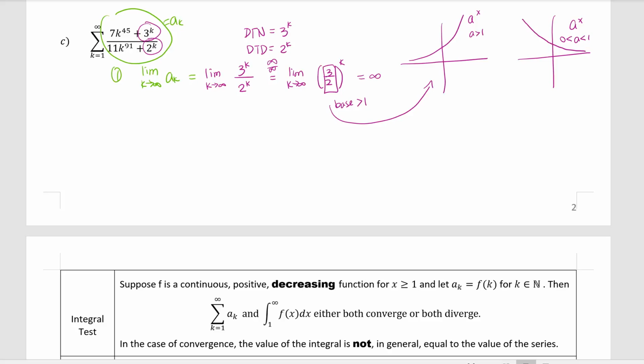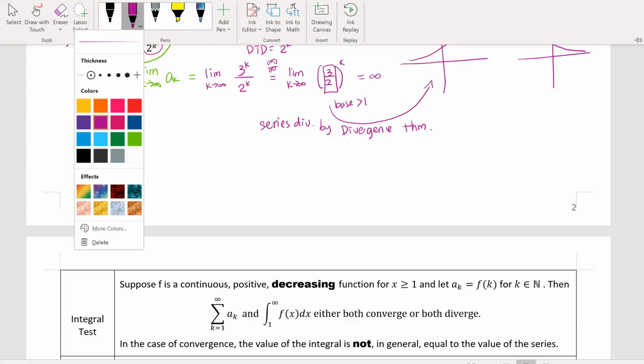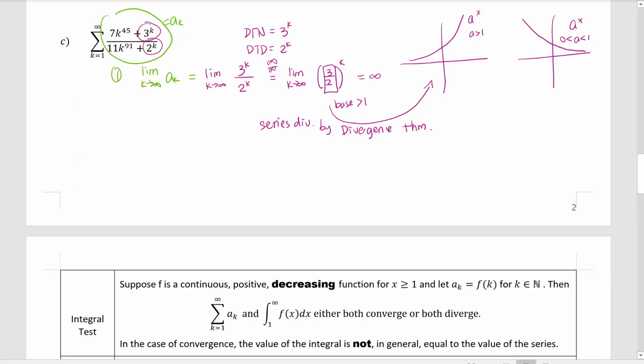Alright, so that's why, because the limit is not 0, we have the series diverges by the divergence test. Okay? Alright. See? Okay, let me ask you more questions. So more questions.